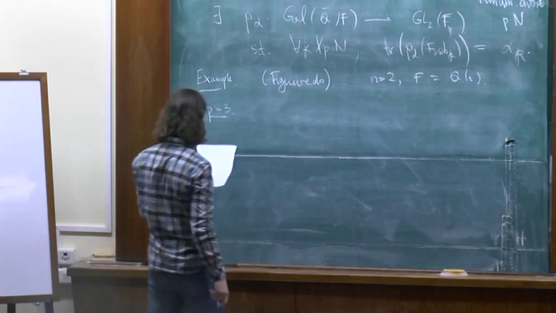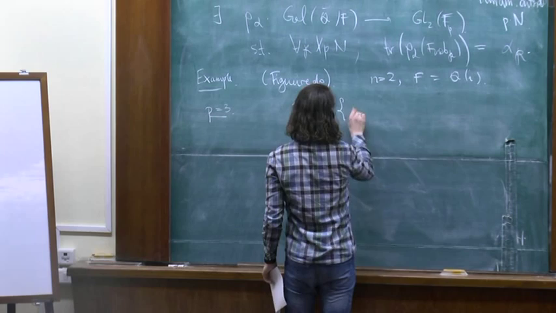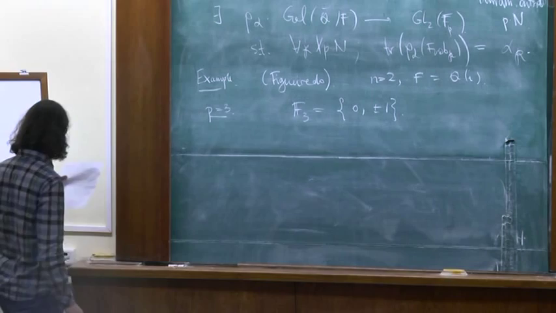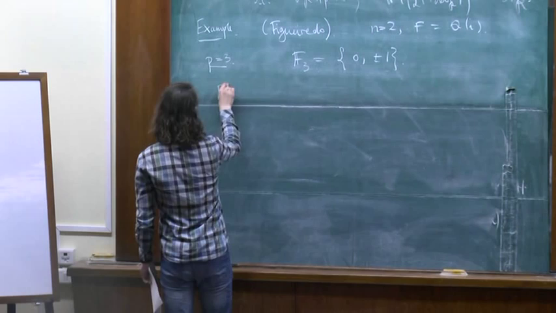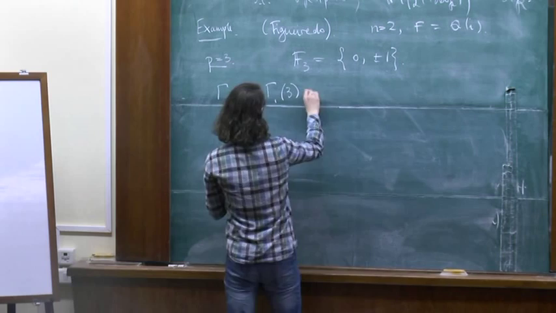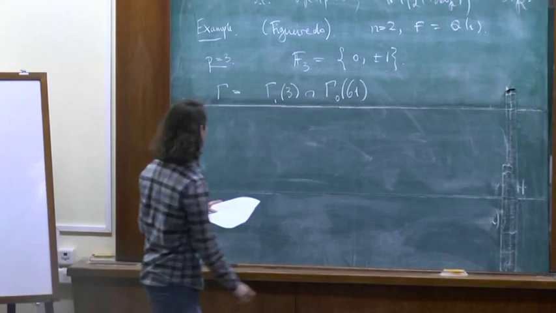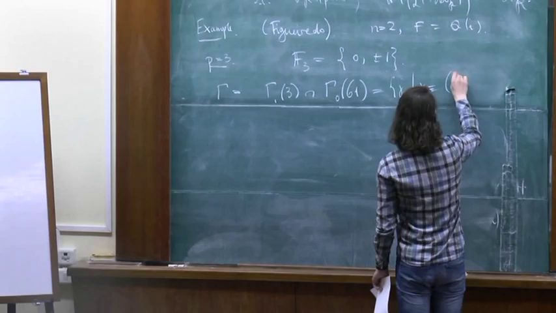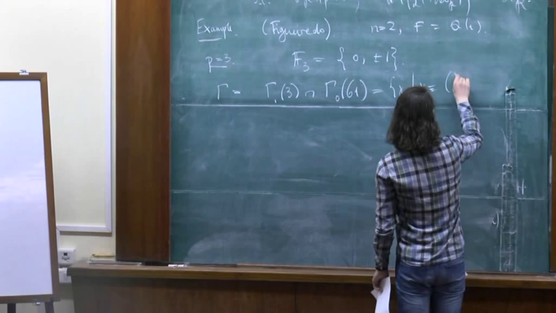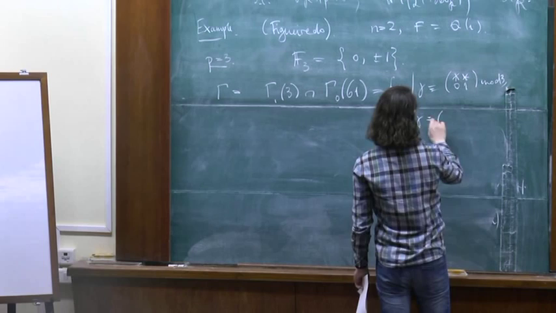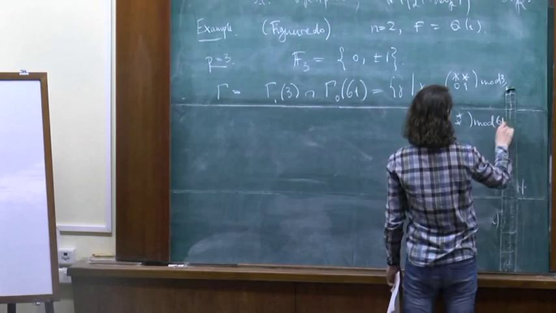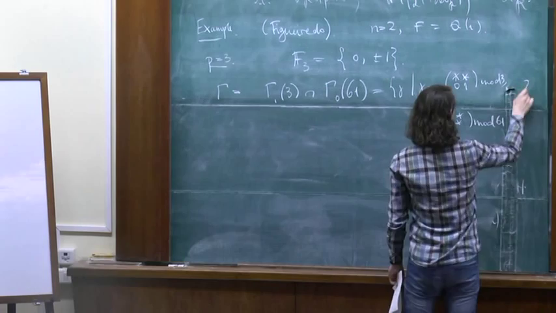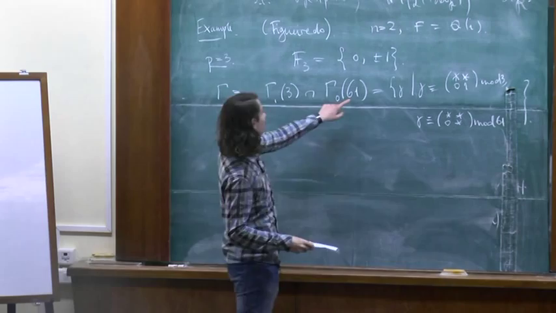So F_3, I denote its elements by 0 and plus minus 1. What's the congruence subgroup I'm looking at? The congruence subgroup Gamma will be the subgroup Gamma_1 at 3 intersected with Gamma_0 at 61. Meaning it's the set of gamma such that gamma is congruent to (star, star; 0, 1) mod 3, and gamma is congruent to (star, star; 0, star) mod 61. And you should really think of 61 as being two primes because it decomposes in this field F.